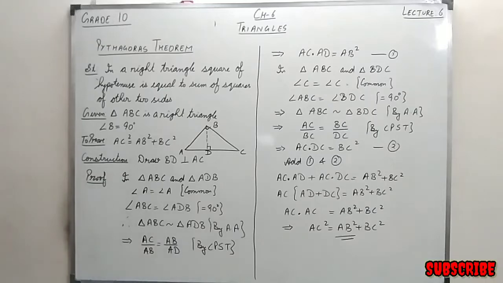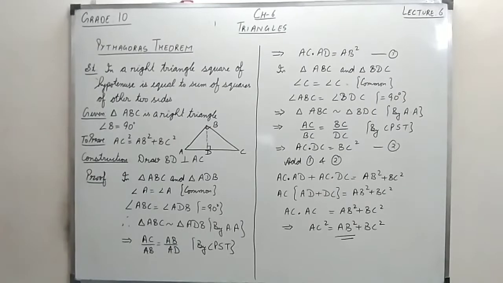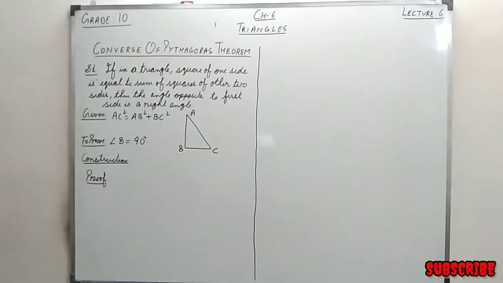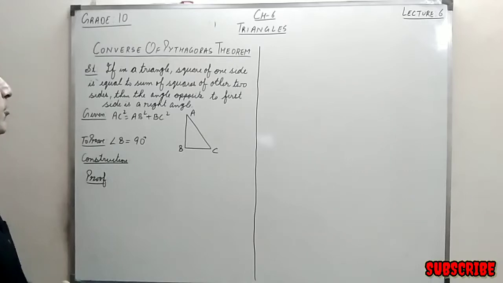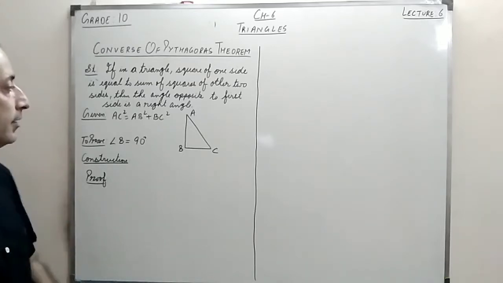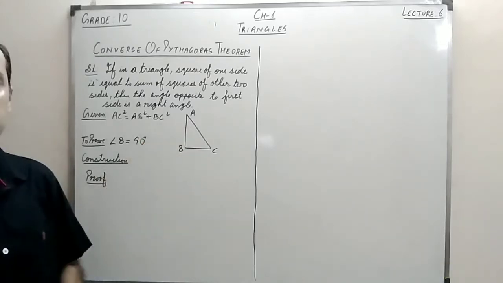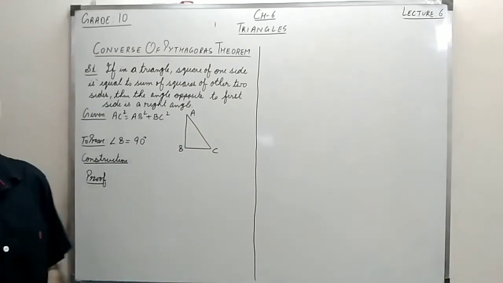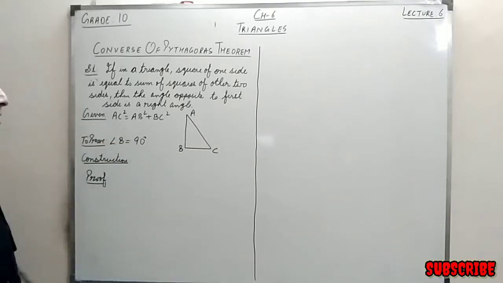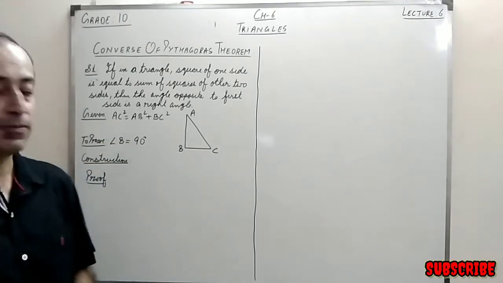Next, we talk about the converse of Pythagoras theorem. Let's talk about the statement first. It says, if in a triangle the square of one side is equal to the sum of squares of the other two sides, then the angle opposite to the first side is a right angle. So what is given to us? That AC square is equal to AB square plus BC square.